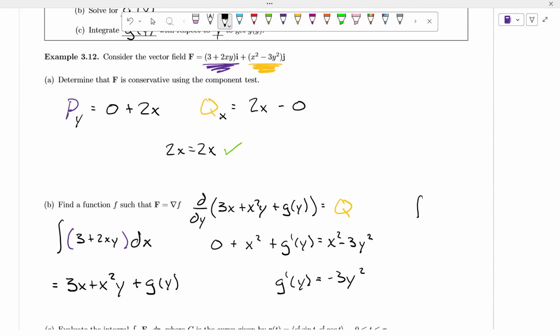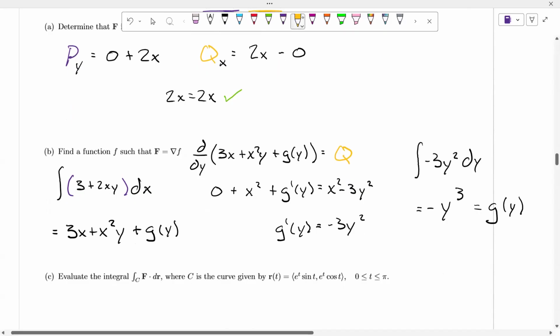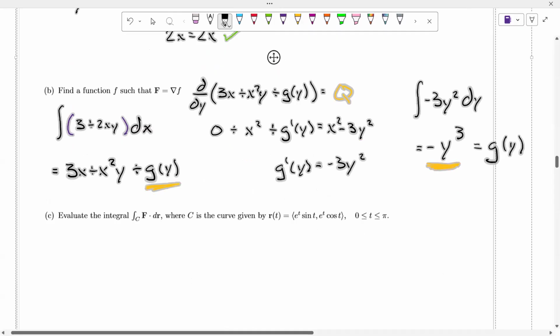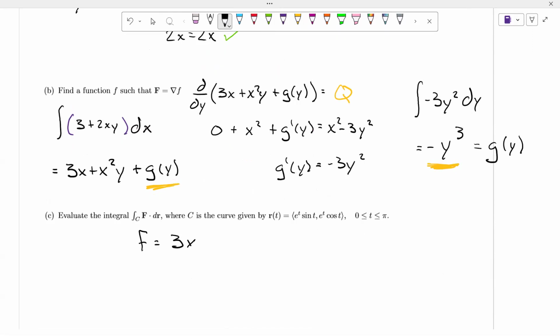So then I'm going to come back up and integrate that thing. Integrate negative 3y squared dy to get negative 3y. Nope. Negative 3y cubed over 3, which is just negative y cubed. There we go. This thing is g of y. We just kind of track some things through our problem. This guy and this guy, I expect to be the same. Also, when I go to build my potential function, which I think I'll have space to do right here, I'm going to get 3x plus x squared y minus y cubed.